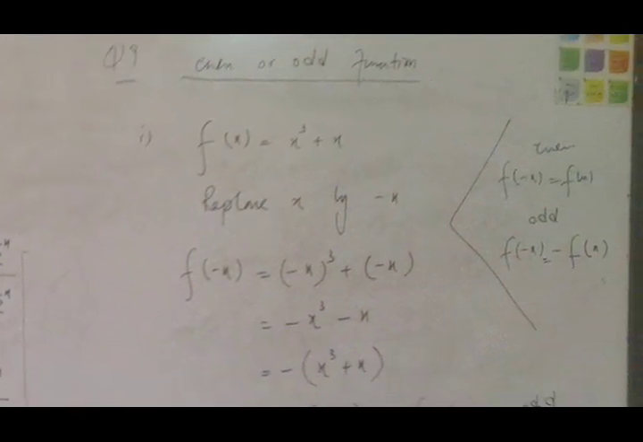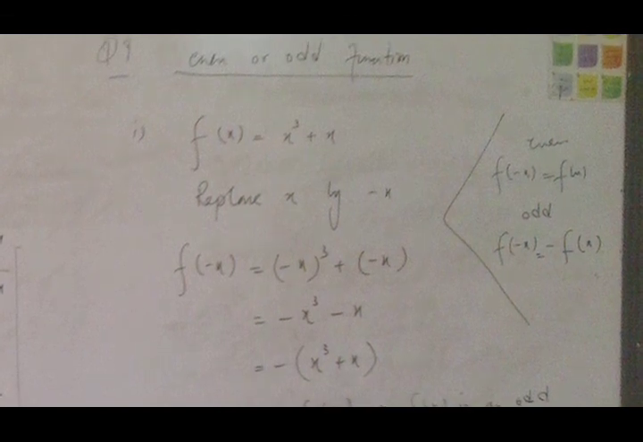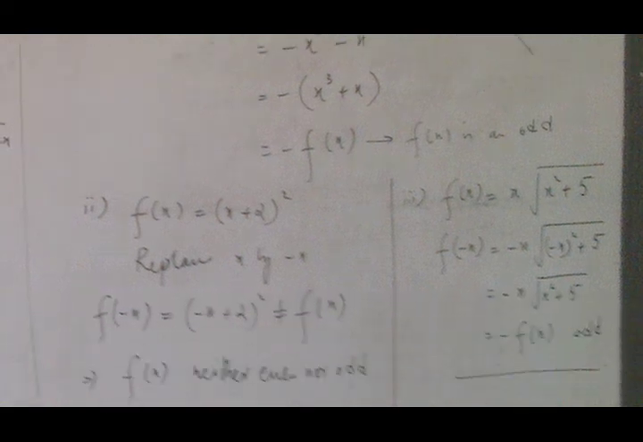Now here we show whether the function is even or odd. We replace x by minus x. If f of minus x is equal to f of x, then it is even, and if f of minus x is equal to minus f of x, it is odd. Now we replace the values and simplify. Therefore it is equal to minus f of x, which shows that the function is odd.